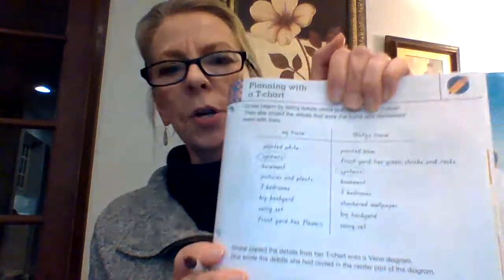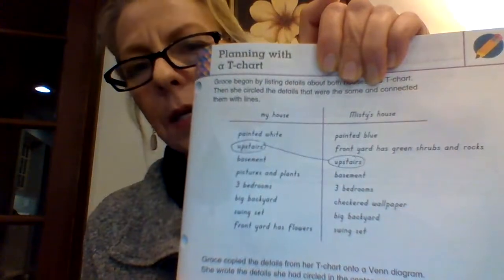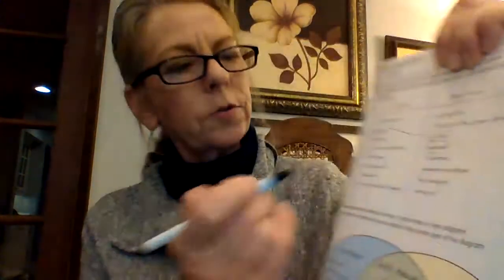Okay, so I'm noticing that upstairs is on both sides of the chart. So I'm going to circle those, and I'm going to draw a line to show that they both have those. Okay, so what else would you have? Oh, they both have basements, so I'm going to circle basements. Okay, and I'll draw a line between those two. Those two match. Okay, what else can you find?